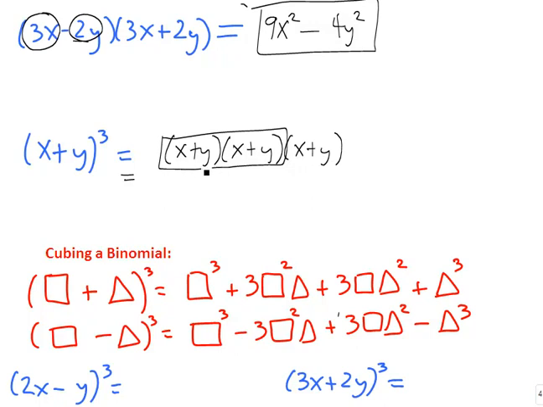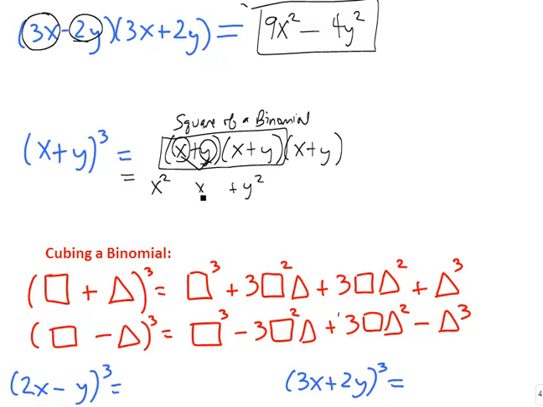Now, to simplify things, when I do x plus y times x plus y, remember that these are identical and the signs are the same, so this is a square of a binomial, which is the first pattern that we talked about earlier. So to FOIL this out, it's going to amount to the x squared, the y squared, which is always going to be positive, but we do get a middle term, which is the x times the y doubled.